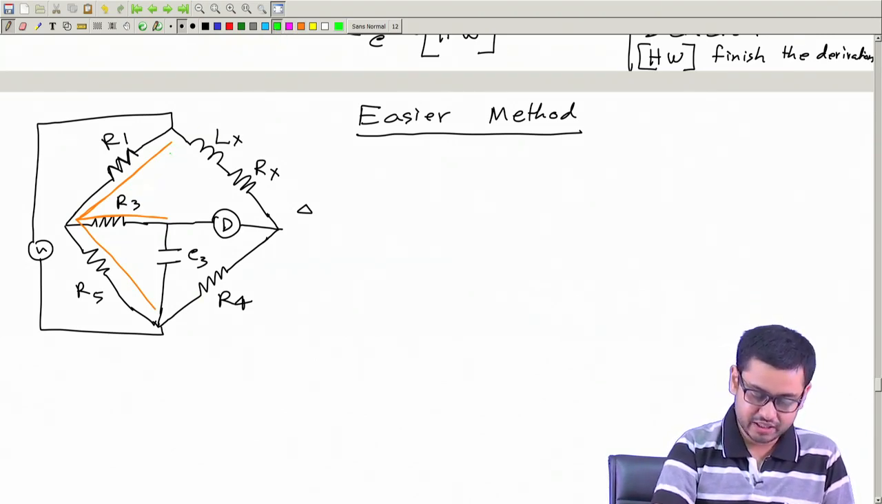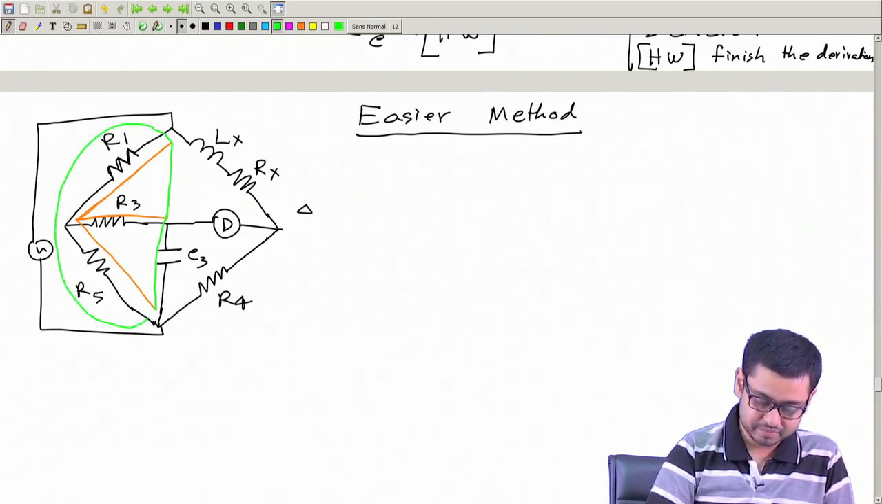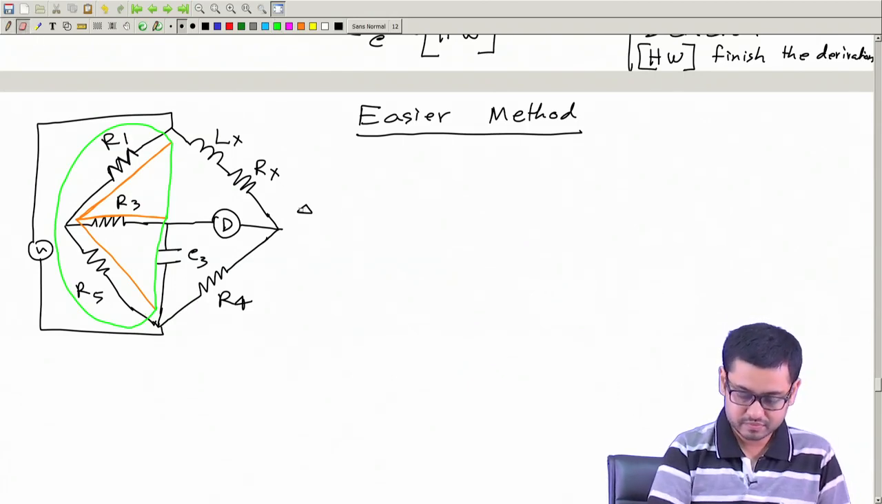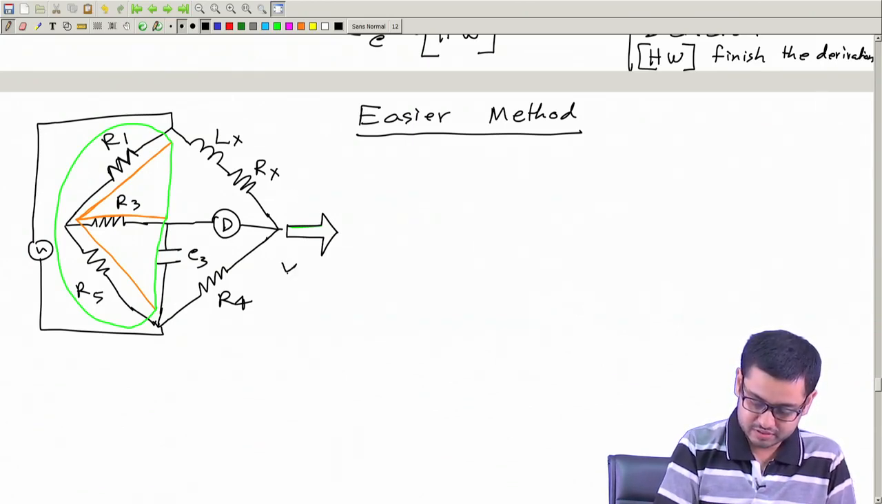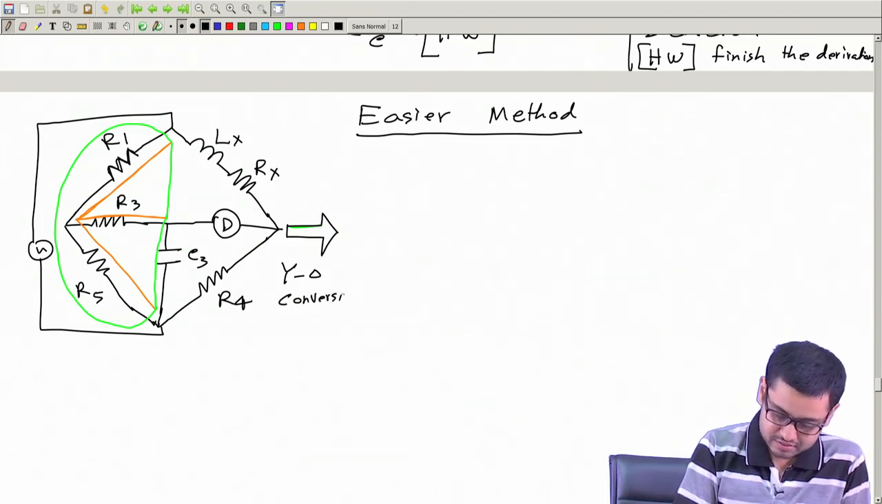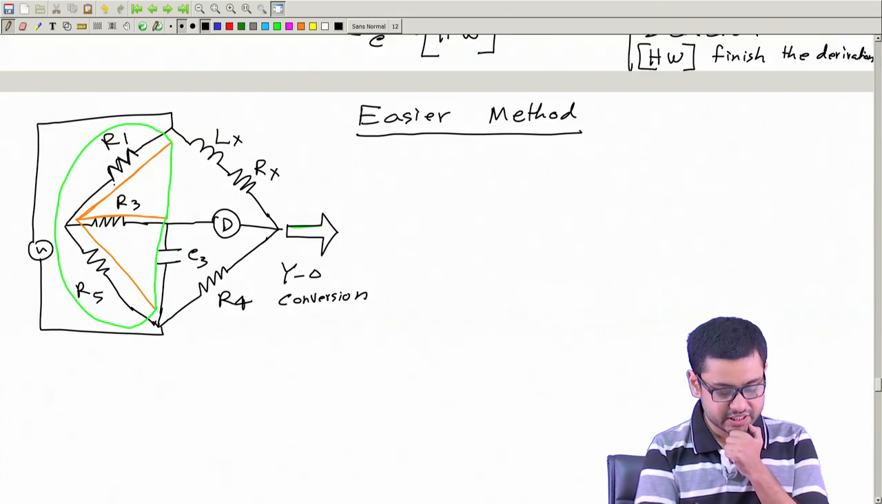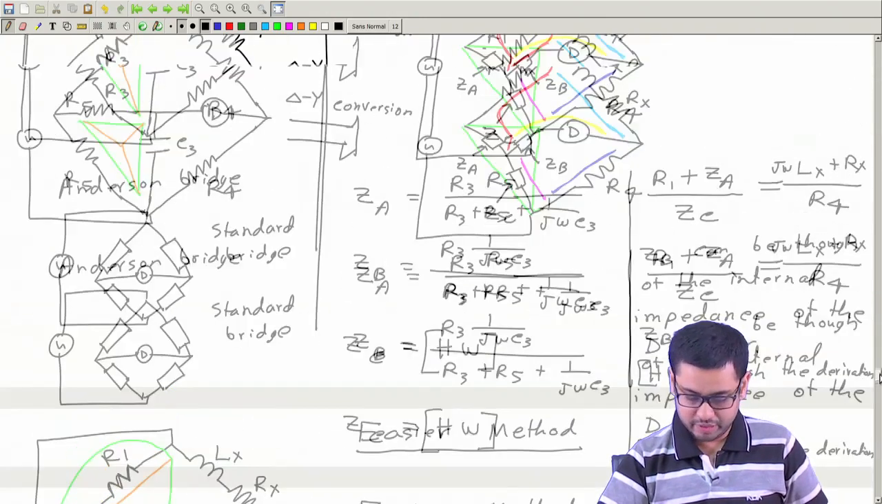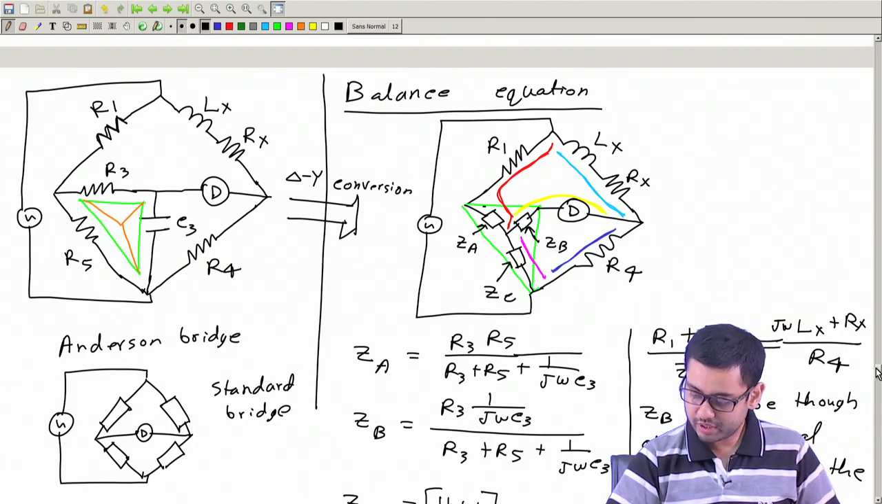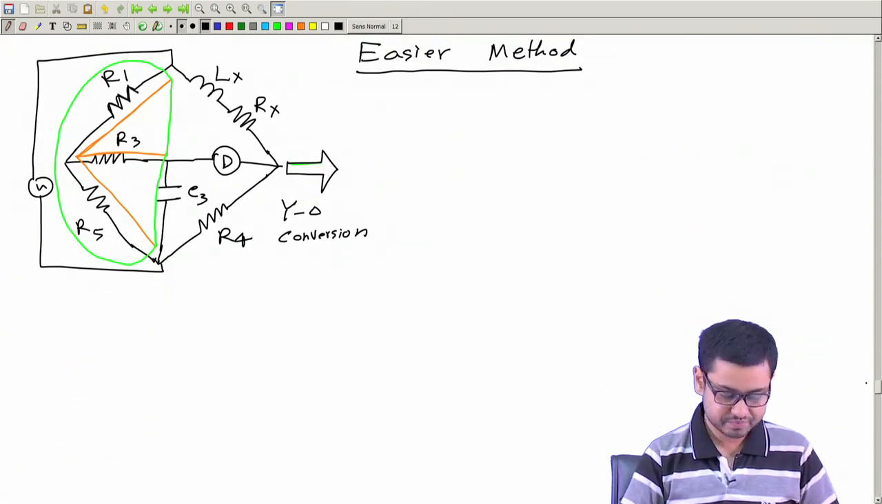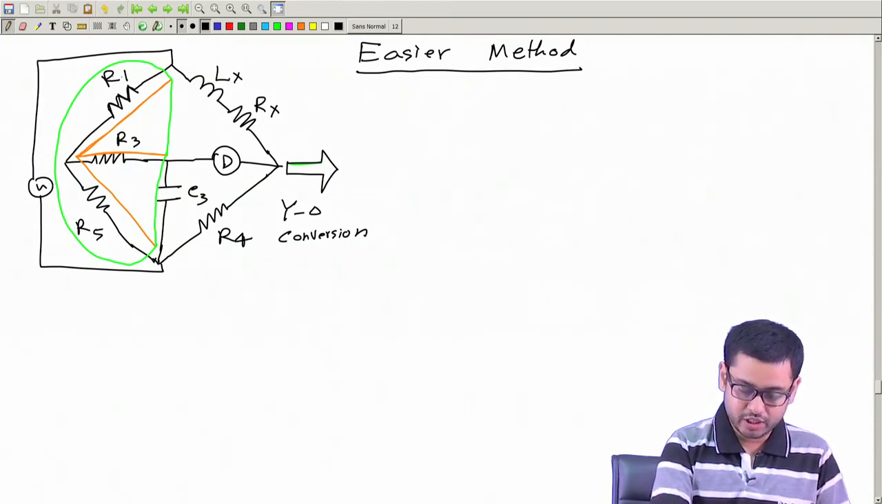I will convert this star into a delta like this: one arm, second arm and this will be the third arm. So, we will apply a star to delta conversion. This star is not easily recognized. This delta we often recognize very quickly, but this star is not easy to recognize. But once you recognize it, the derivation becomes easier. How? Okay, so let us draw the equivalent circuit.